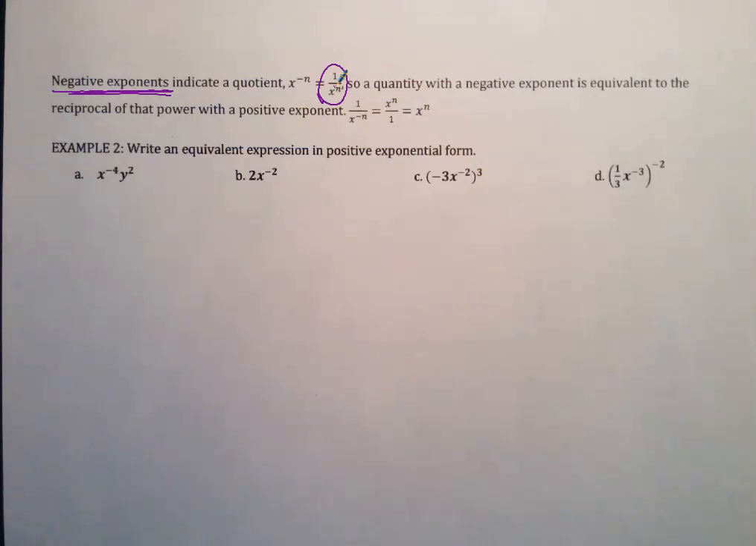A quantity with a negative exponent is equivalent to the reciprocal of that power with a positive exponent. So if it's in the denominator and has a negative exponent, we're going to move it to the numerator. Whereas here, it was in the numerator, or it was regular, and we had to make it a quotient. That's all it means.